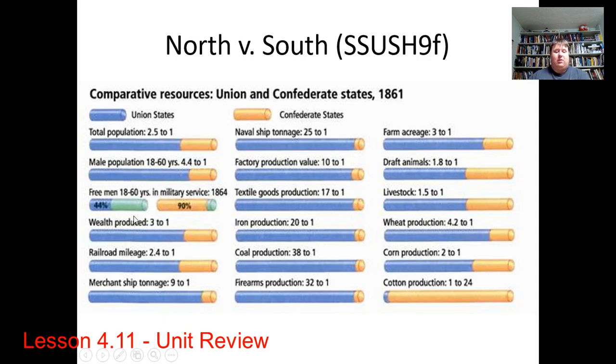They've got the wealth, the railroad mileage, merchant ship tonnage, naval ship tonnage, factory production, textile goods, iron, coal, firearm production, farm acreage, animals, livestock, wheat production, and corn. The only thing the South has on the North, cotton production. Kind of hard to fight a war with cotton, isn't it?